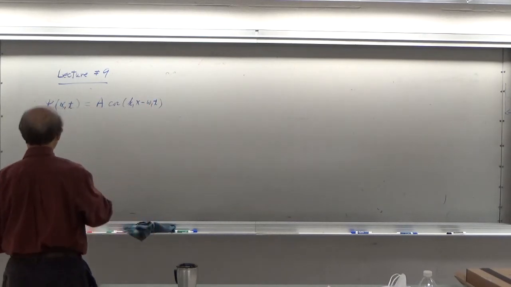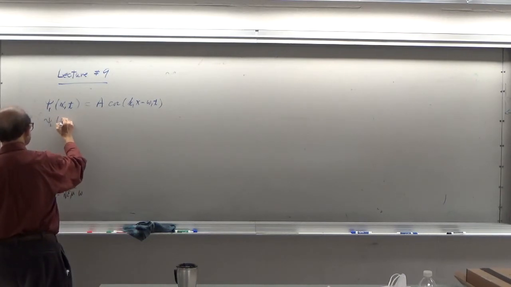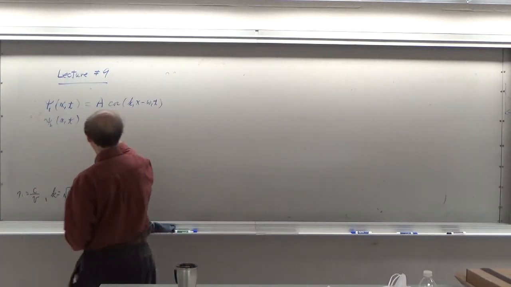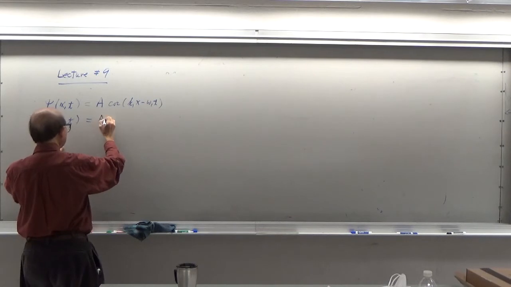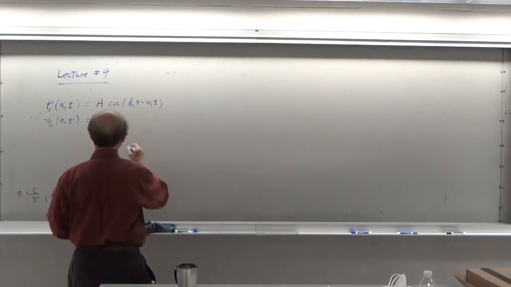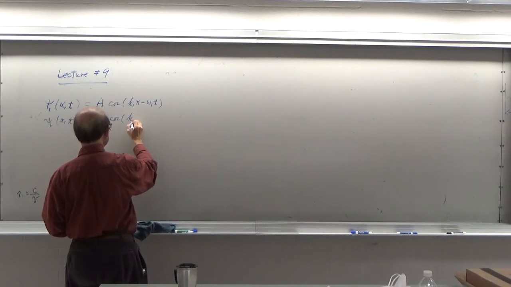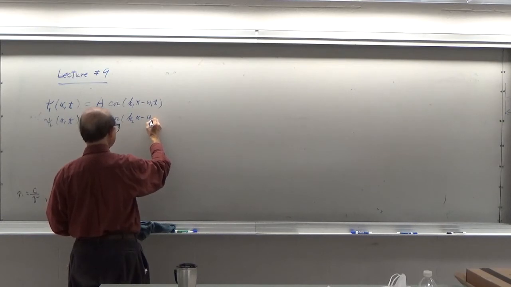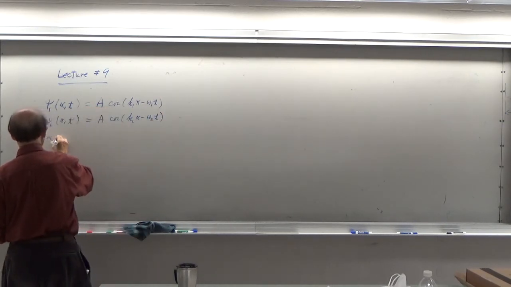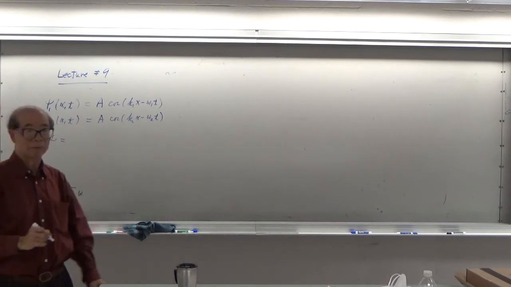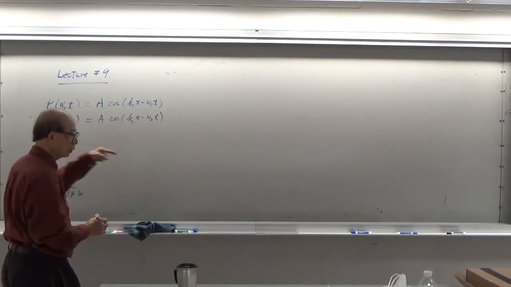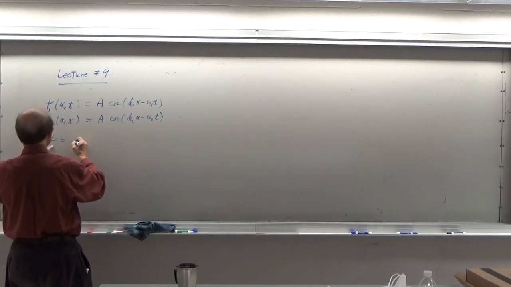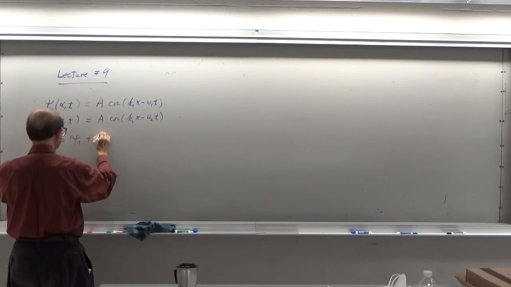And let's talk about another wave, psi 2. And for convenience of discussion, let us say that that wave has the same amplitude A, but with a different wave number, we call it k2, and a different frequency, call that omega 2. And we're interested in the superposition of these two waves propagating towards the positive x direction. So that we have this plus that.